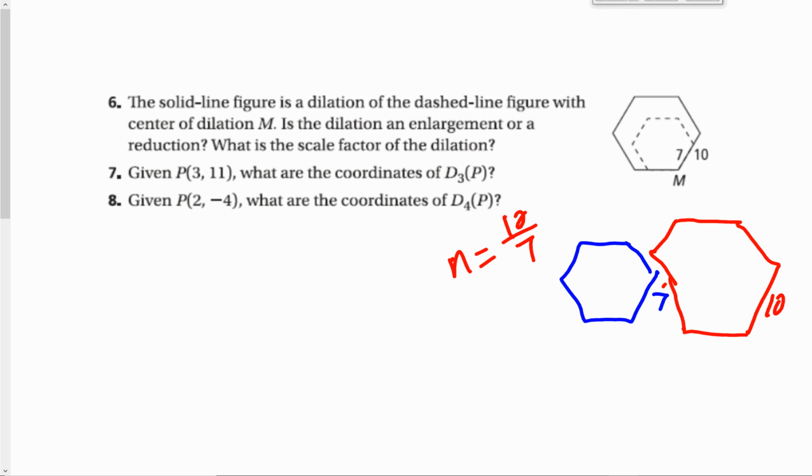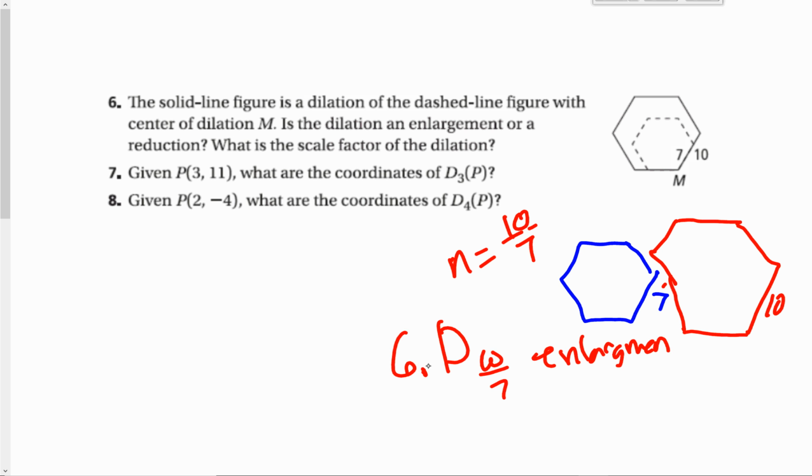Okay, so there's our scale factor right there, 10 over 7. So if I was writing this, it would be D 10 over 7. Okay, so there's my n. There's my scale factor is a reduction. I'm taking the blue one and turn it red. It's an enlargement. So that was number 6.